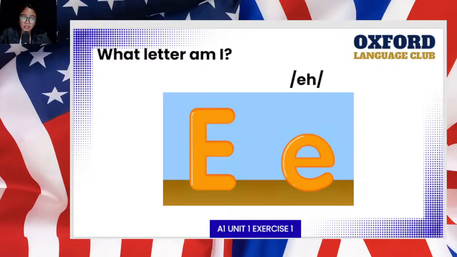So try to check your jaw. Look at the mirror. It should be about halfway open. The tongue here should be quiet, not high or low. So the sound comes from the middle of your mouth. Again, this is letter E.